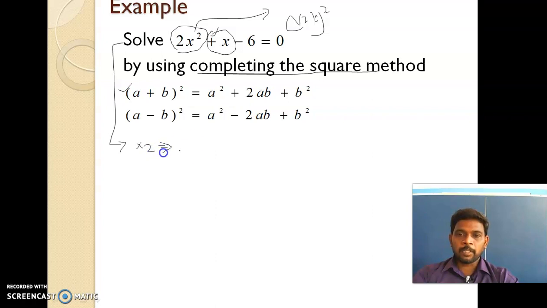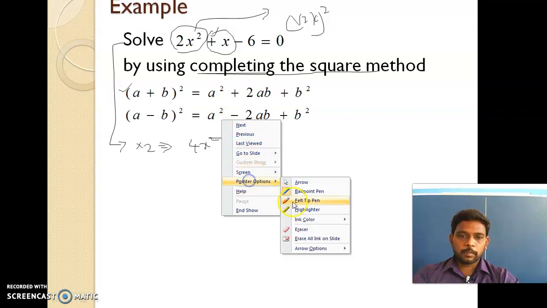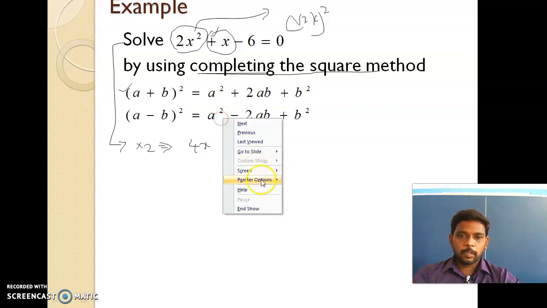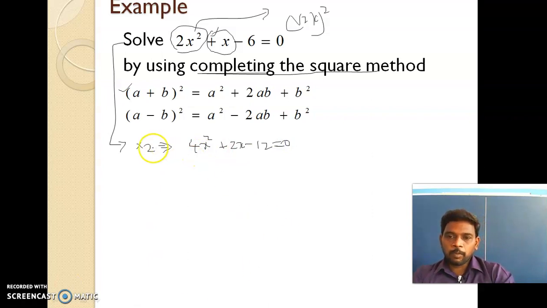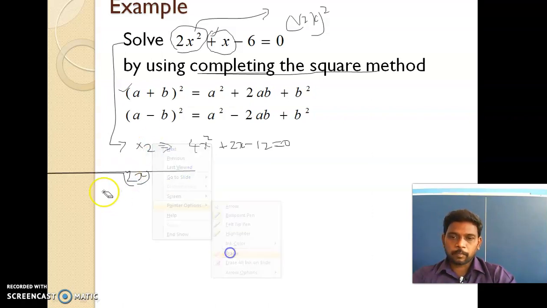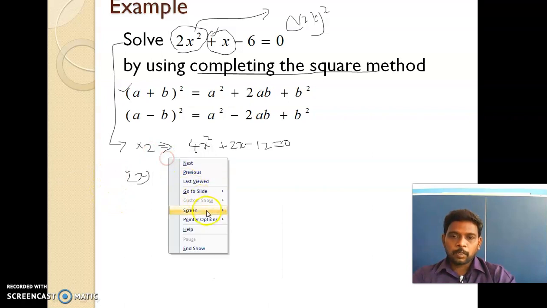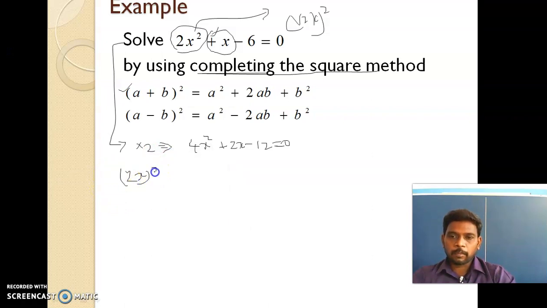When you multiply by 2, it will become 4x square plus 2x minus 12 equal to 0, right? Now look at the coefficient of x square, a square number. So now we can write it in the form of a square number, that is 2x whole square, plus next 2ab we need to write.